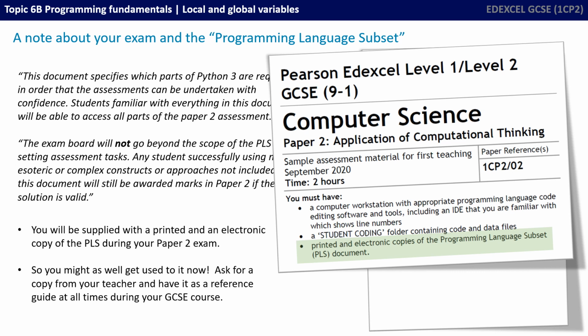Further to this, you will see here from the front of the exam paper that you're actually going to be supplied with a printed and an electronic copy of the PLS during your Paper 2 exam. Well, if this document outlines everything you need to know in order to program in Python during the exam, and you can be guaranteed that you can answer all the questions using all the techniques in this document for full marks, then you might as well get used to using it now. Ask for a copy from your teacher and have it as a reference guide at all times throughout your GCSE course. It will be invaluable.